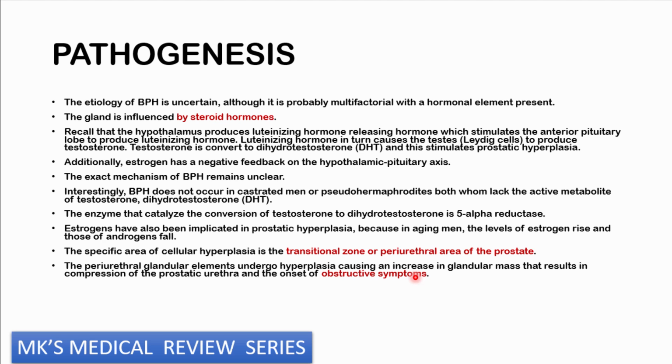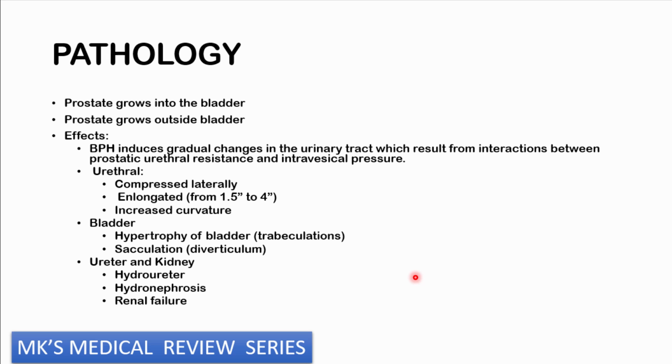And because this transitional zone actually surrounds the urethra, the hyperplasia can cause an increase in the glandular mass, and this can actually compress the prostatic urethra, resulting in what I refer to as obstructive symptoms. Now, the pathology depends on how the prostate is actually growing. So the prostate may grow into the bladder, it may grow outside the bladder, and there are certain effects that this is actually going to bring about.